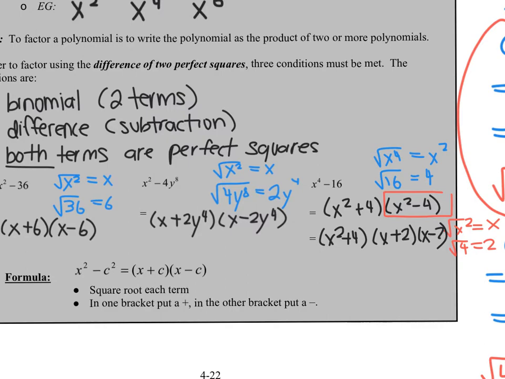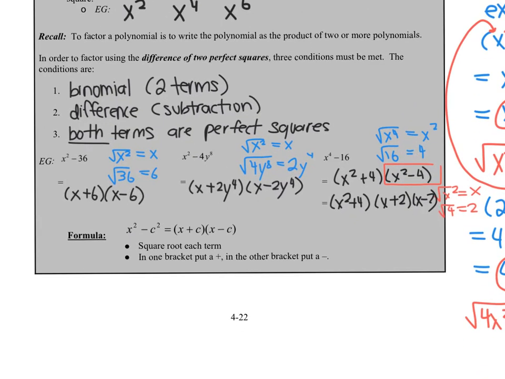Okay, so to recap, square root each term, put it in brackets, one with addition, one with subtraction, and that's it. You just have to be able to identify it as a difference of squares, and then you can use the shortcut, which is amazing.